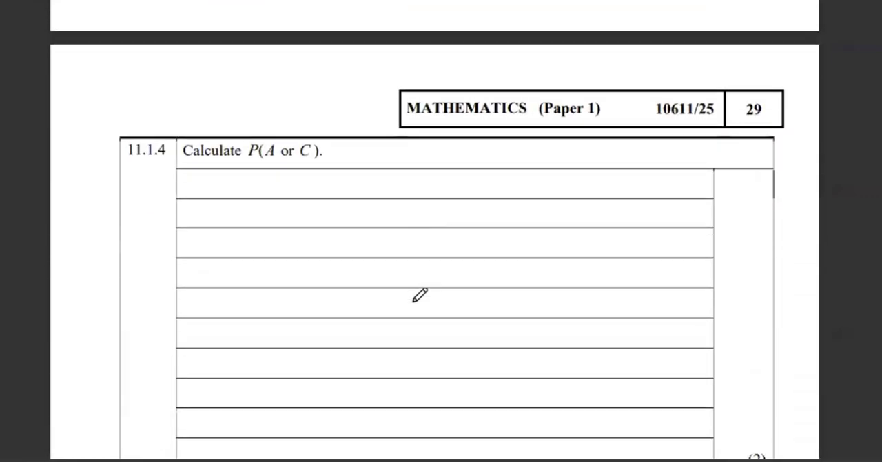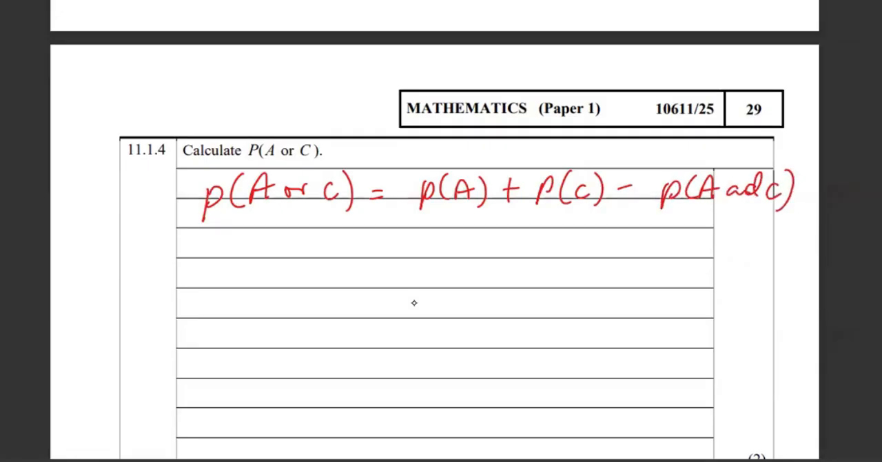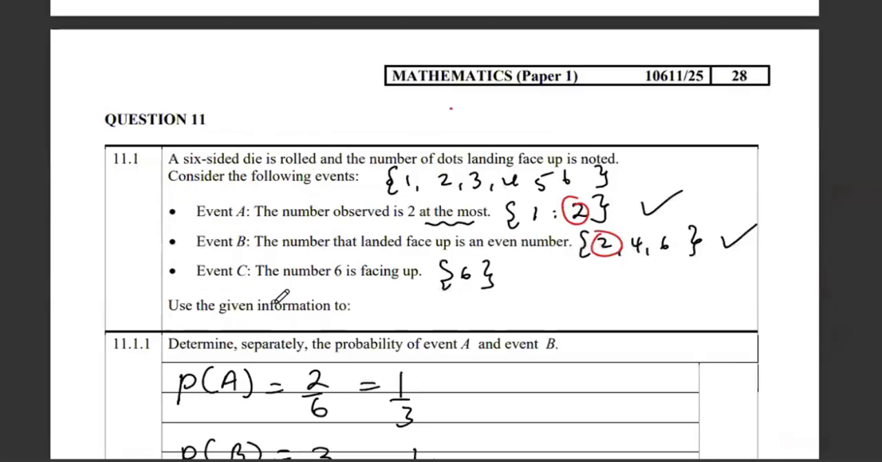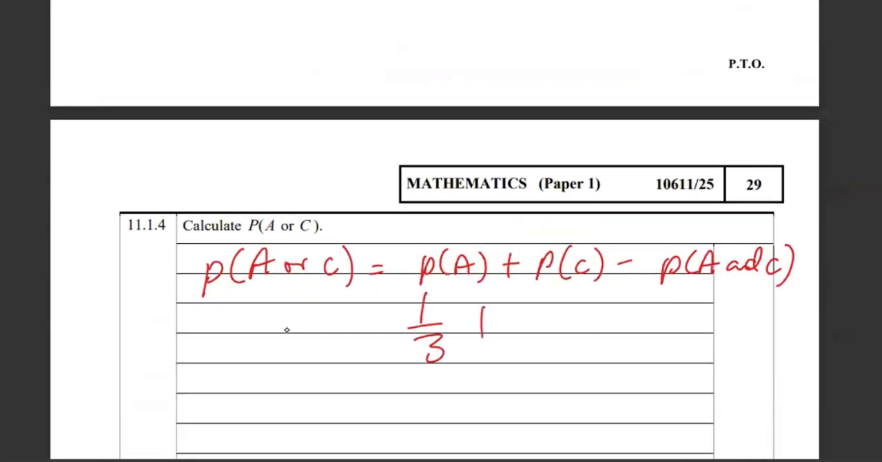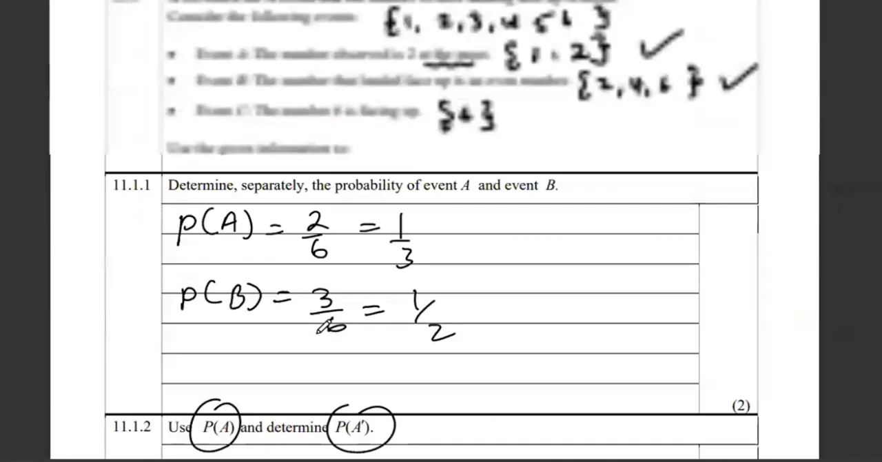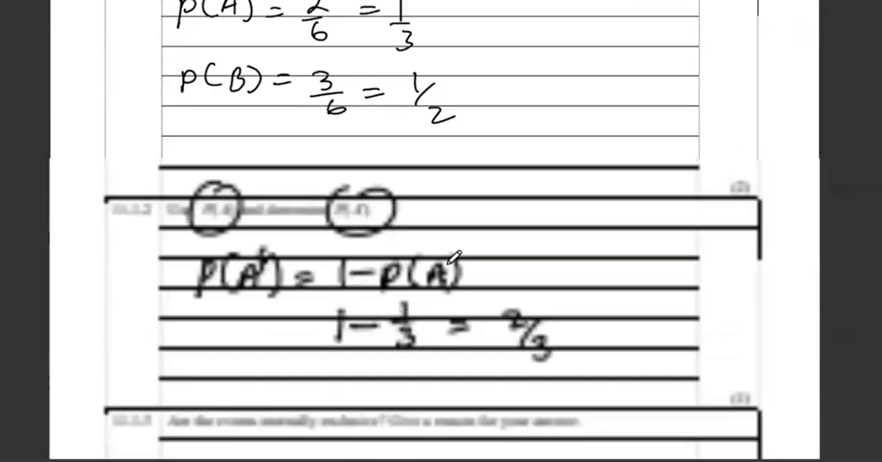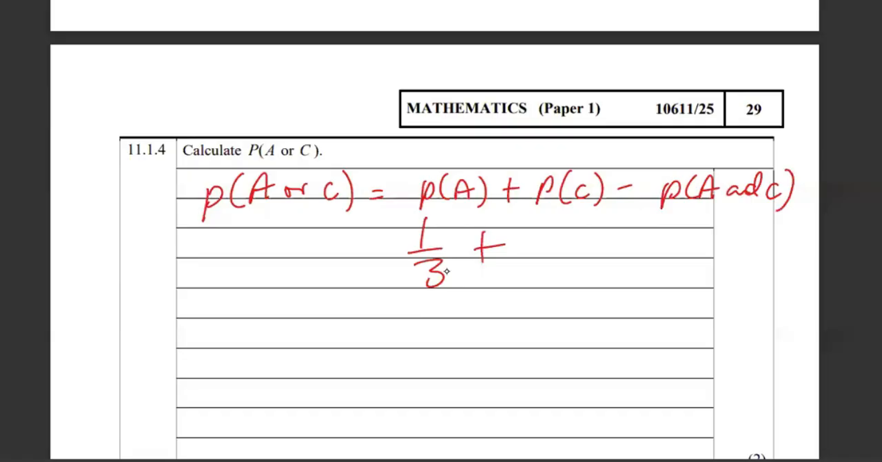Okay, then calculate the probability of A or C. So probability of A or C using the addition rule is going to be probability of A plus probability of C minus the probability of A and C. Okay, so what is the probability of A? We got 1 over 3. Okay, what is the probability of C? C has just 1 event, which is 1 over 6.